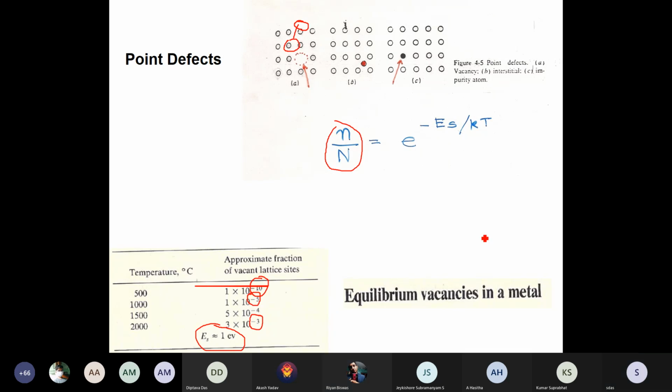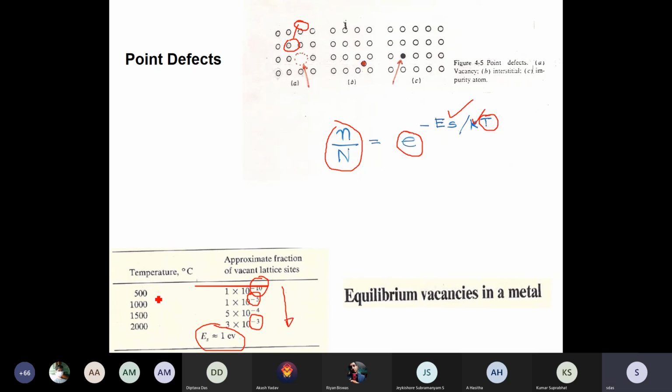Yes, sir. So, you see, the fraction of the vacant sites increases exponentially. This is an exponential term, as a function of temperature. Es is constant for a given material. Boltzmann constant is a constant. So what is the variable? The variable is the temperature. So this ratio, the fraction of vacant lattice sites, is an exponential function of temperature. Higher the temperature, more and more vacant sites we get.